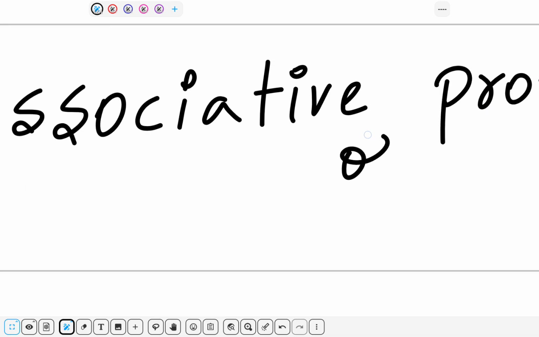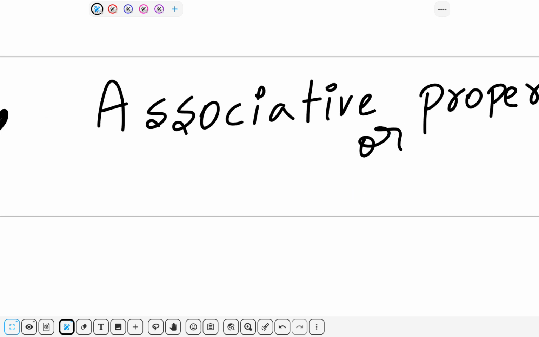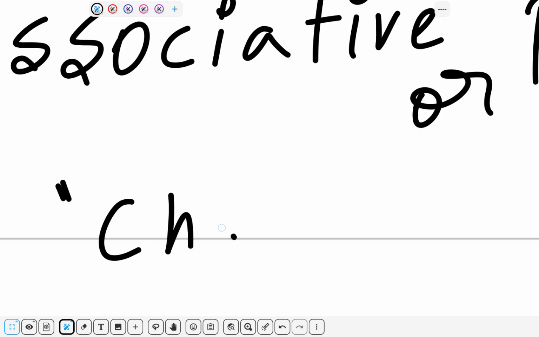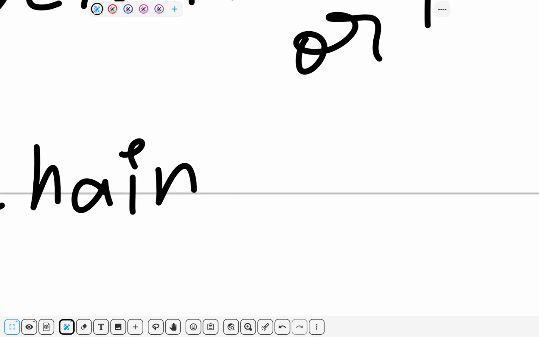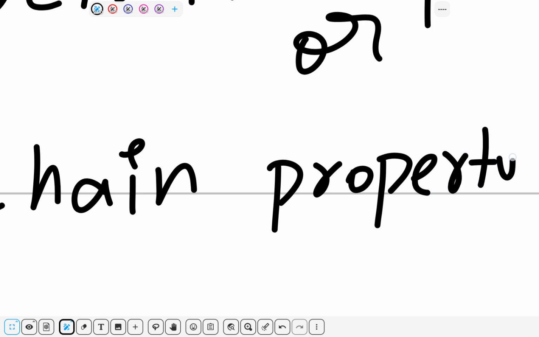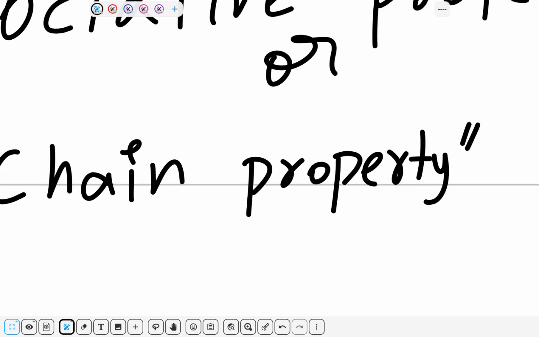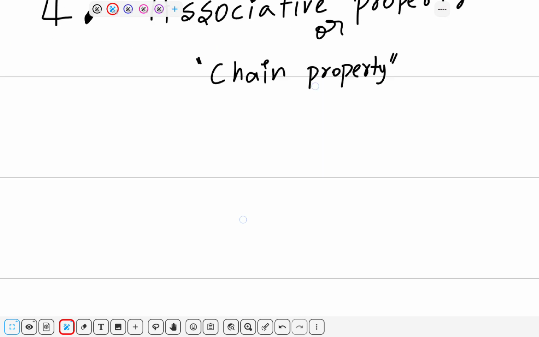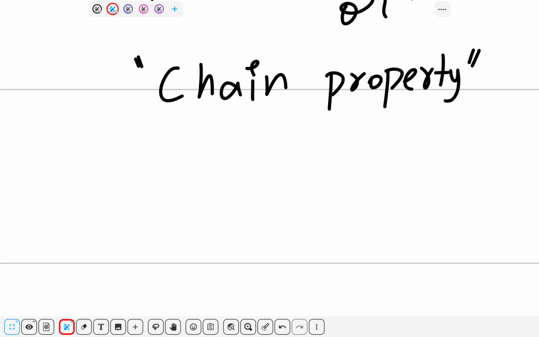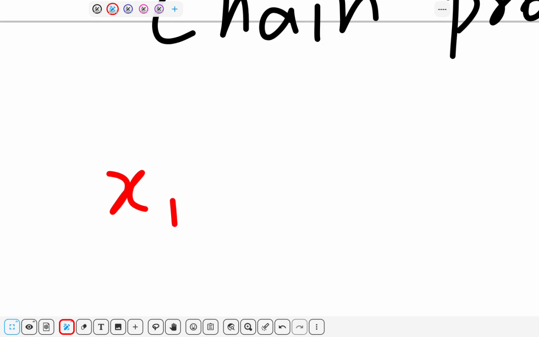Or I would like to coin it as the chain property. Don't say chain rule, because that name is already taken by something else. So what is this chain property? So far I'm just taking two elements and combining them together, but nobody is stopping me from taking 3, 4, 5. So suppose I did something like this: x1, x2, x3.